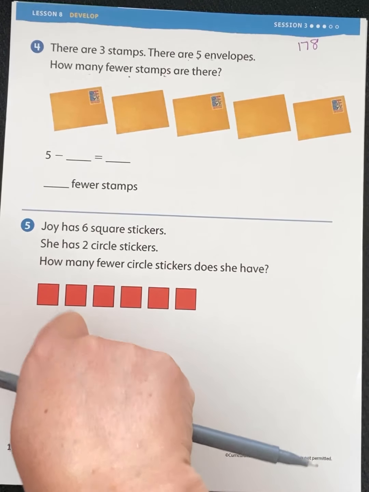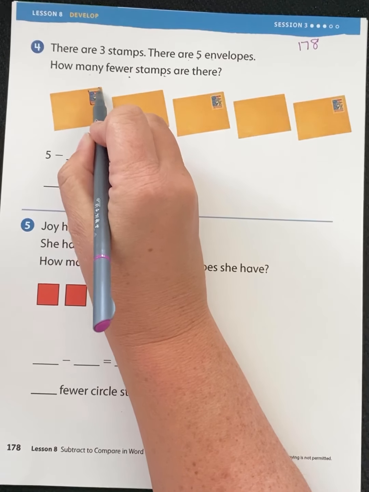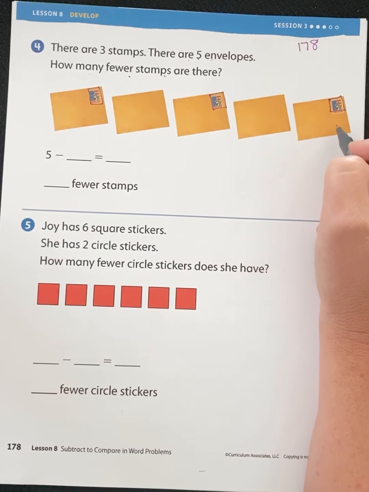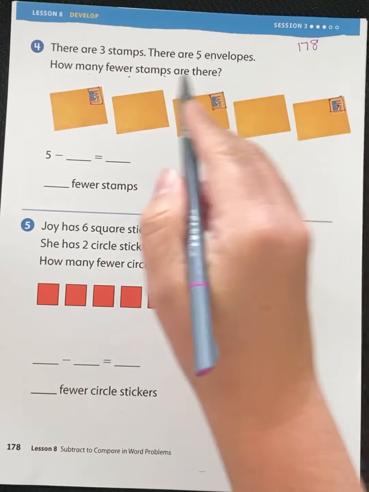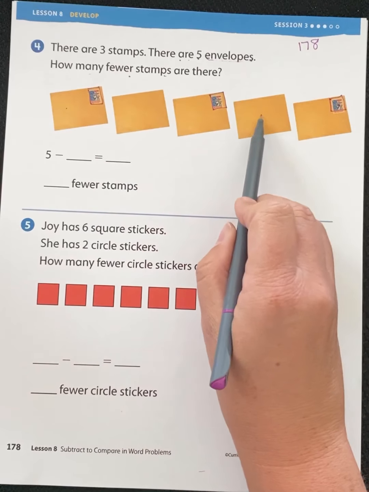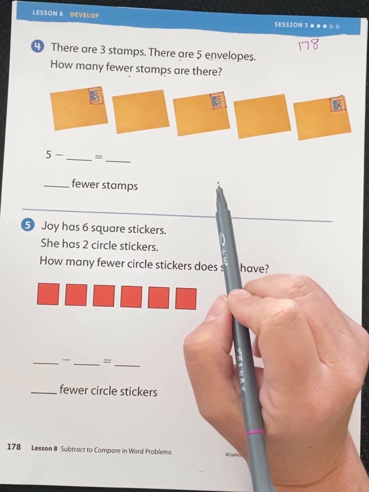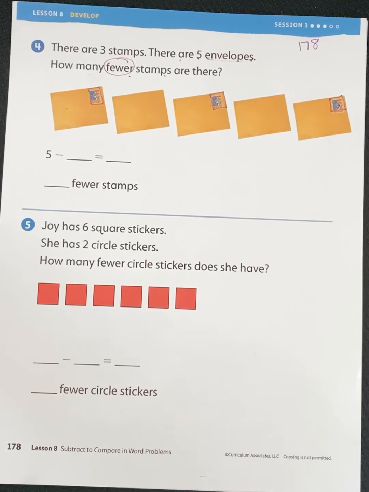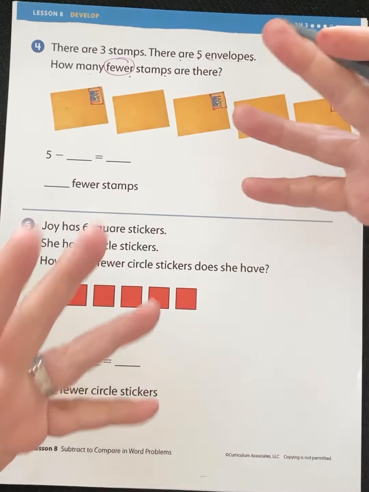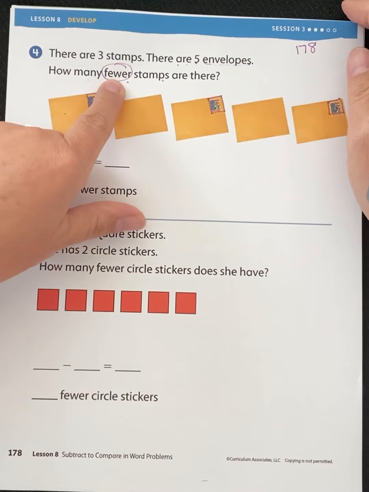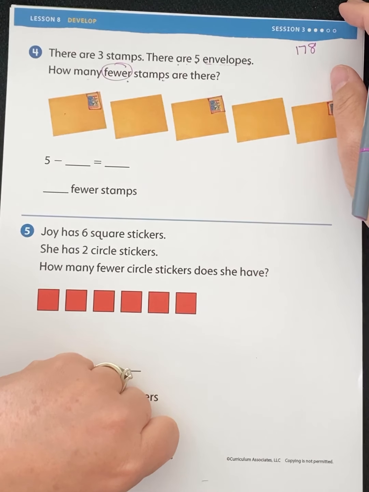There are 3 stamps. These are my stamps right here. This is what has to be on an envelope in order for it to get mailed. These are stamps. There are 5 envelopes. 1, 2, 3, 4, 5. How many fewer stamps are there? How many more than, how many less than, mean subtract. How many fewer, how many less, what's the difference, mean subtract. So when you hear how many fewer, you can know that you can subtract.